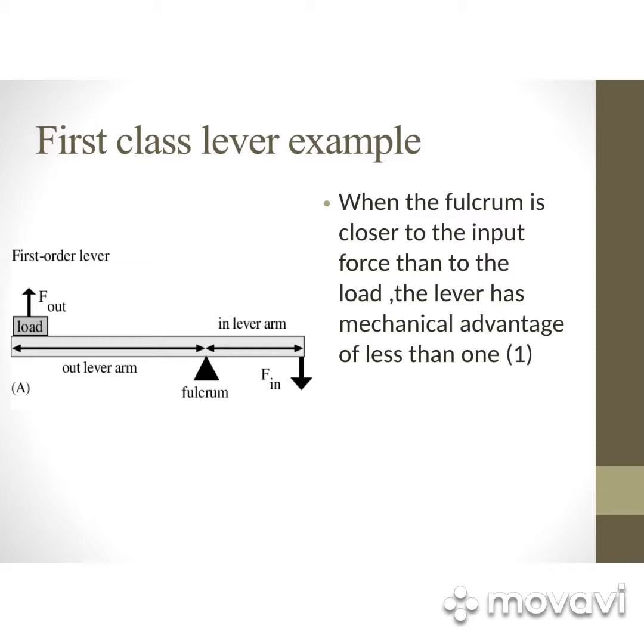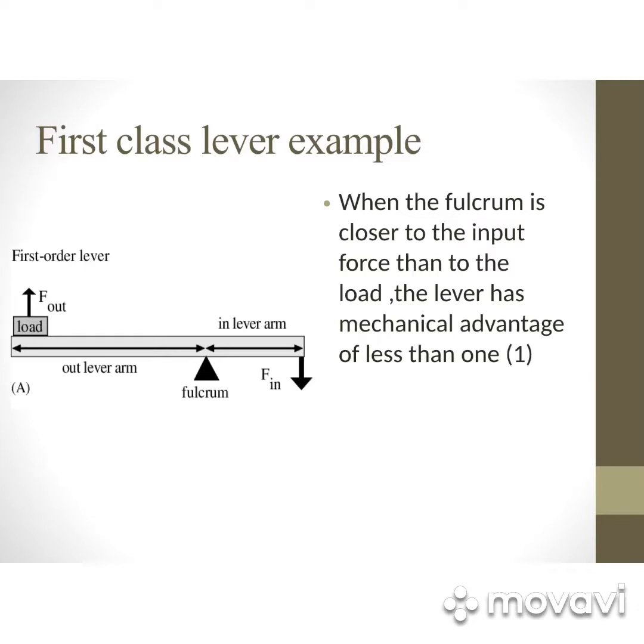In the following slides we will talk all about the mechanical advantage. Every one of these simple machines has a mechanical advantage, so you will have to know it. Let's say that the fulcrum is closer to the input force than to the load. In this case, you will have a mechanical advantage of less than 1, because although the output force is less than the input force, the distance will increase.